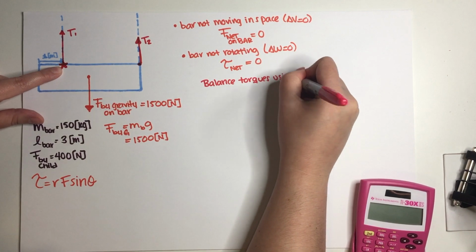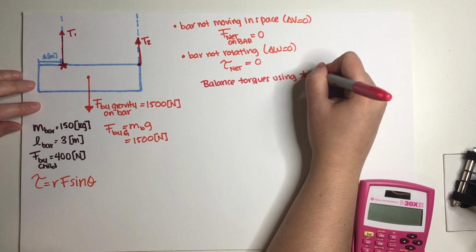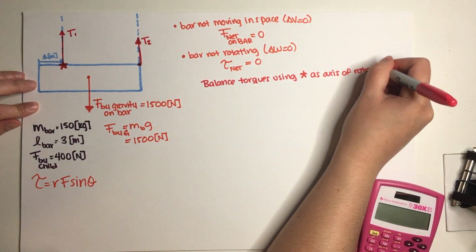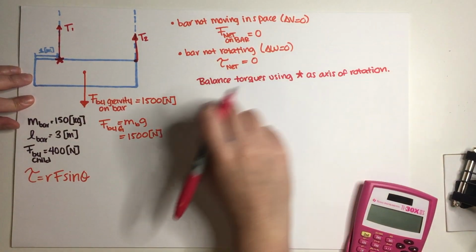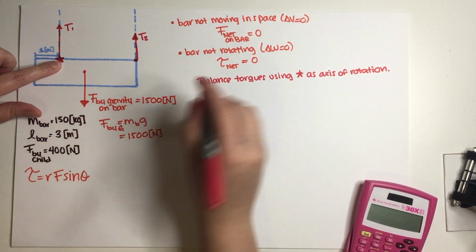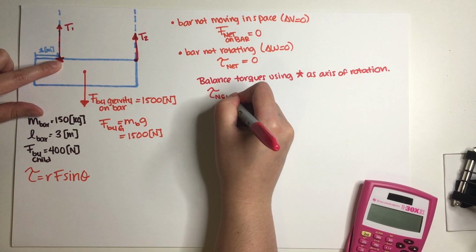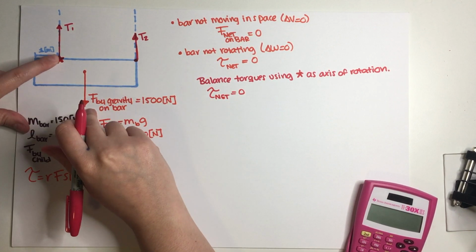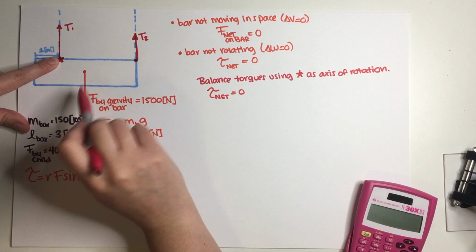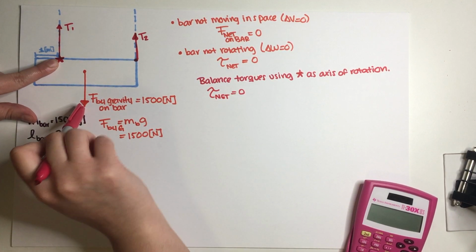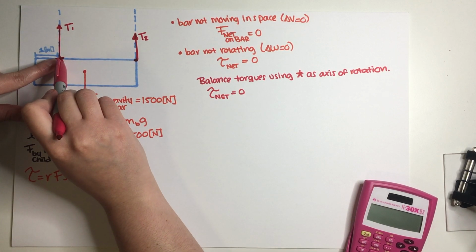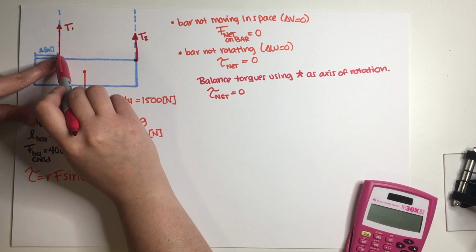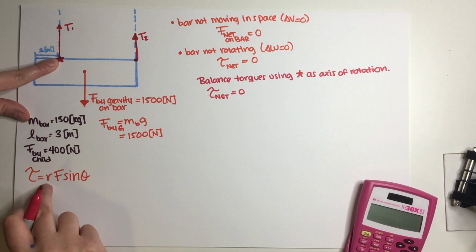Using this start point as our axis of rotation, or pivot point. Because the bar is not moving around this axis of rotation, the net torque has to be equal to 0. Now, this bar is feeling a total of 3 forces, but only 2 forces are generating a torque around this axis of rotation, because the first tension force is being applied directly on the axis. So even though there is a force here due to the rope, this force is not generating a torque because r is equal to 0.